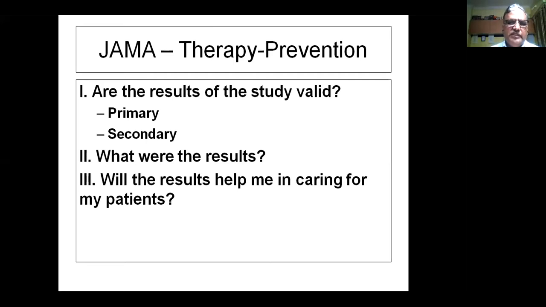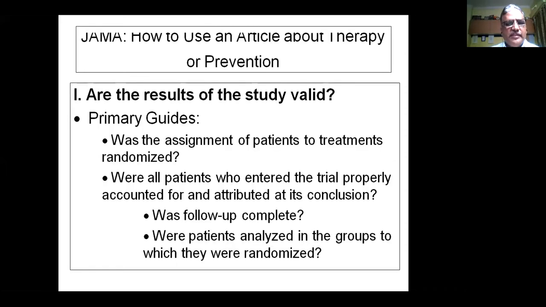So, 3 questions. What are the results of the study? Are the results of the study valid? What were the results, and will the results help in caring for my patients? When you come to "are the results of the study valid," there are primary guides and secondary guides.